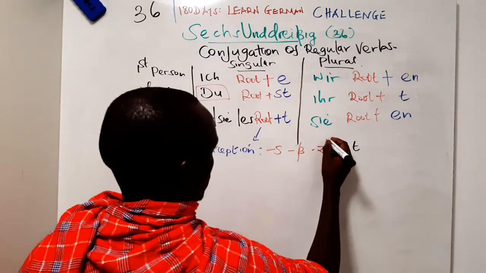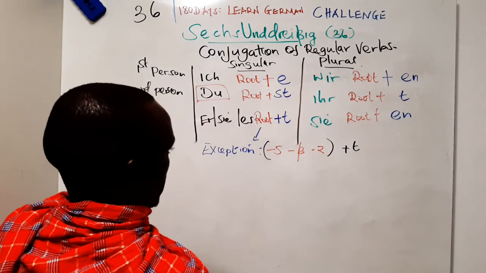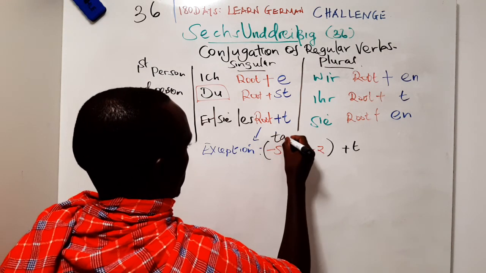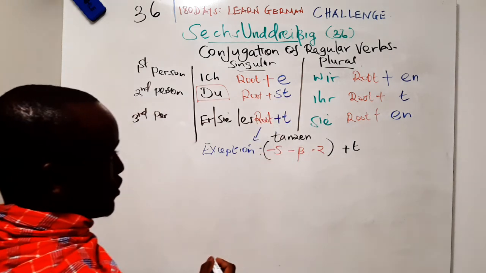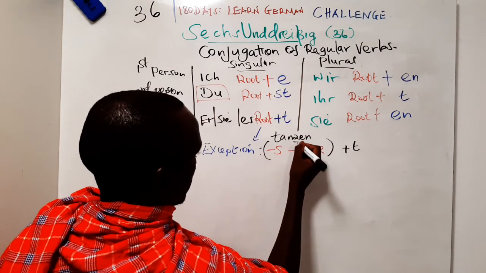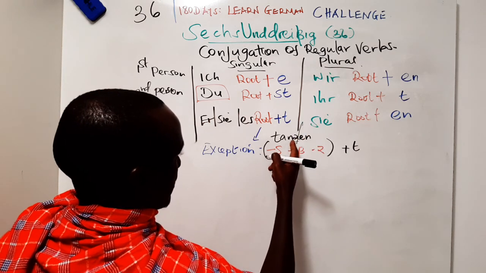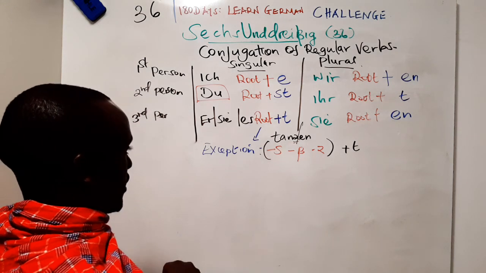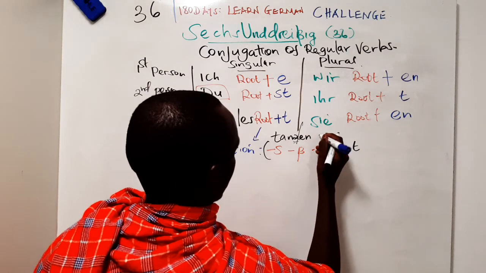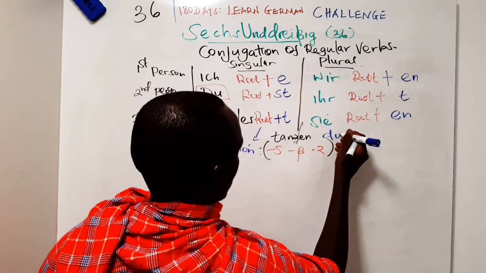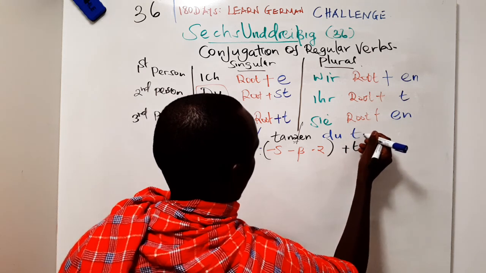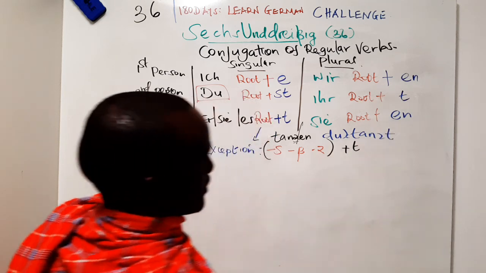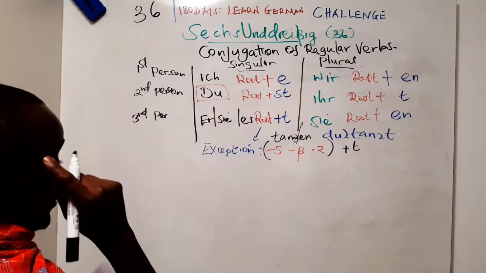Okay. So, for example, you remember yesterday we said tanzen is to dance. So here tanzen. So in this part, the root ends with a z. So what will happen here is you will write du, then in this du position, it will be tanzt. So we will see this one when we do an example.